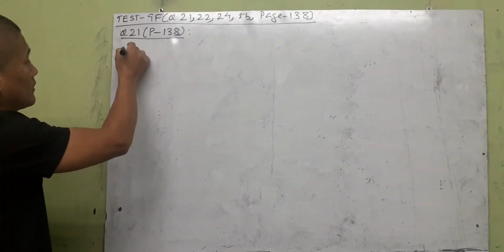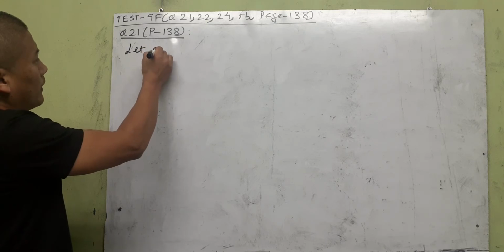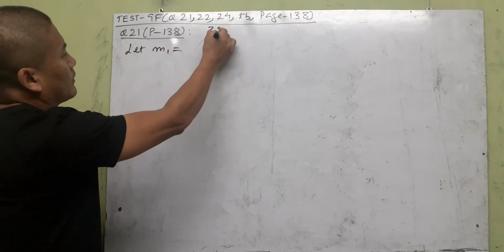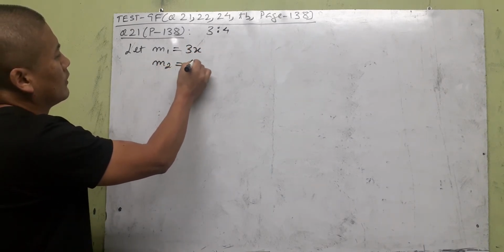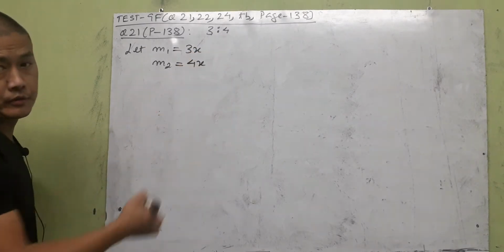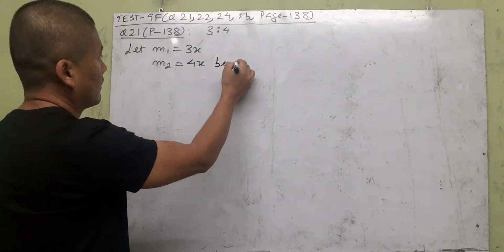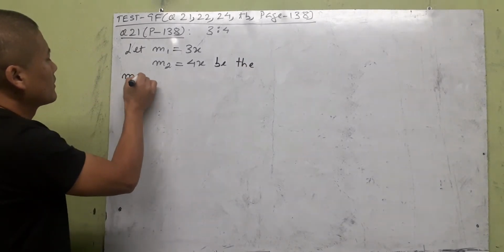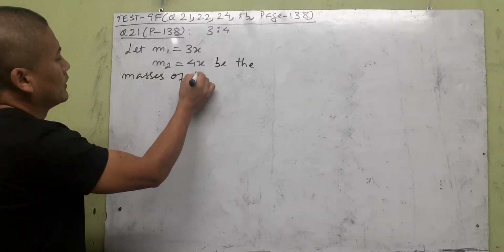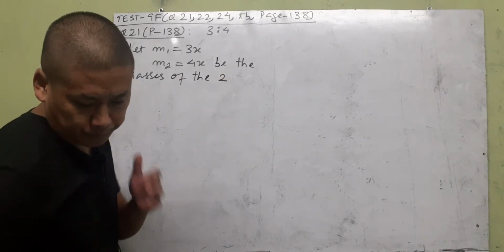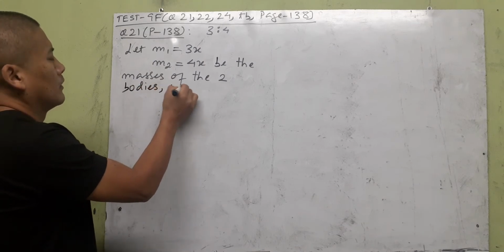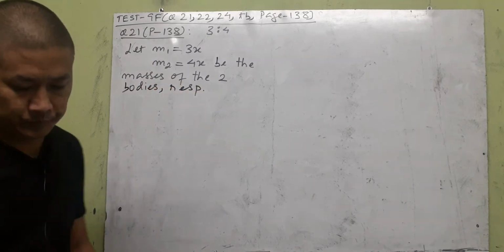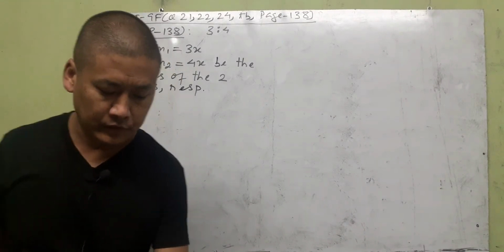Two bodies have masses in the ratio 3:4. So let's just right away assume, since they're in the ratio 3:4, let M1 be 3x and the second mass M2 be 4x, following this proportion, be the masses of the two bodies or objects respectively. Okay, when a force is applied on the first body, so there are two cases.